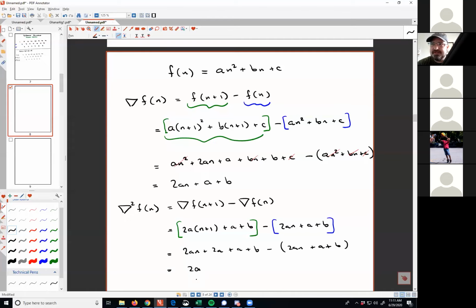We just have a constant here, and it's equal to 2 times the lead coefficient of the original quadratic. So, it was not equal to 1. It was 2 times the original lead coefficient. But it is a constant series.